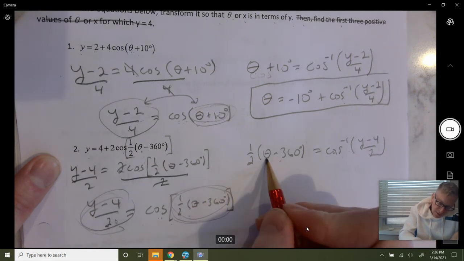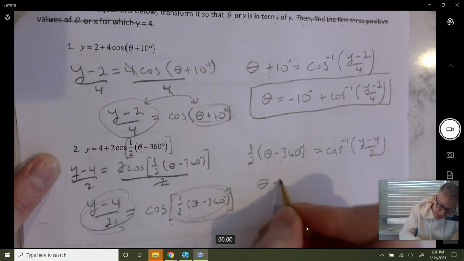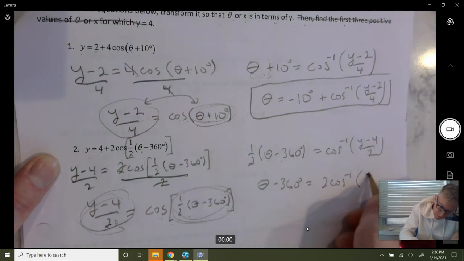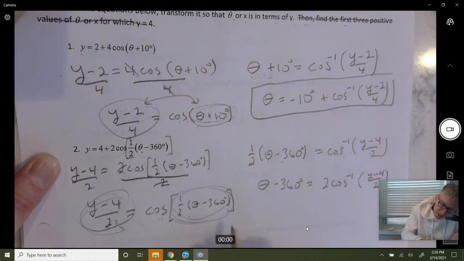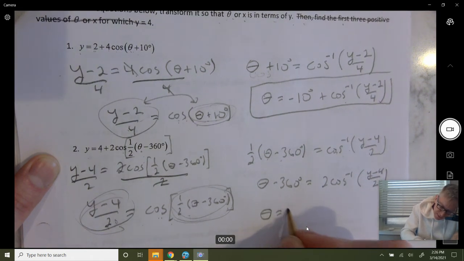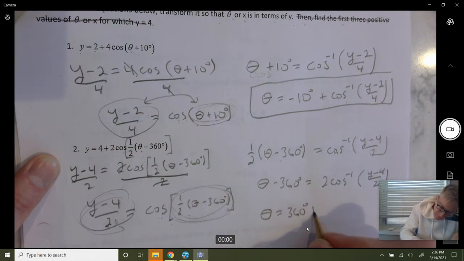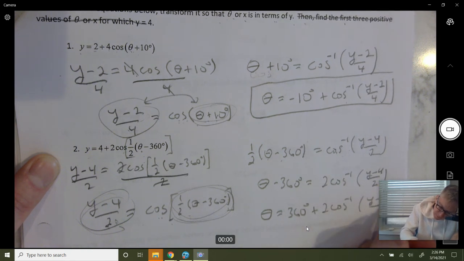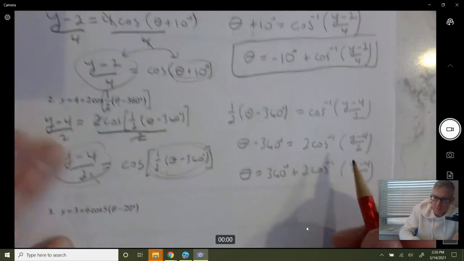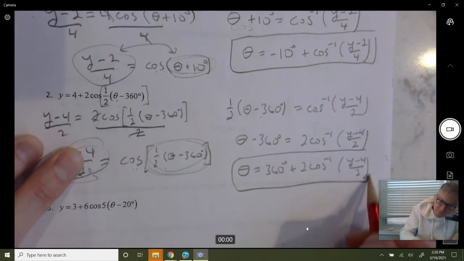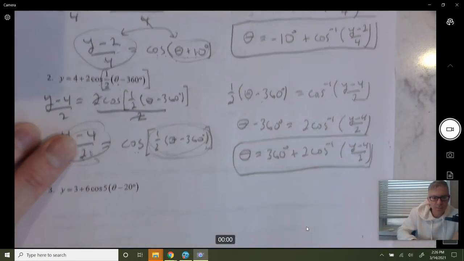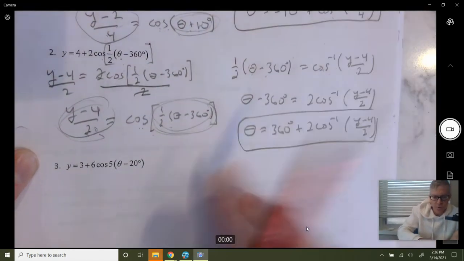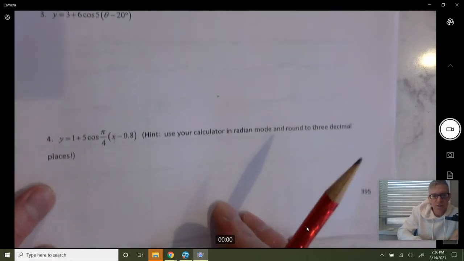We have to get the theta by itself, so multiply both sides by 2. Theta minus 360 degrees equals 2 cosine inverse of y minus 4 over 2. And then add 360 to both sides. Okay. There's your answer for that one. Number 3, I'll leave you to do on your own. I will post the solutions with that one done so you can check your answers. But let's do this one.